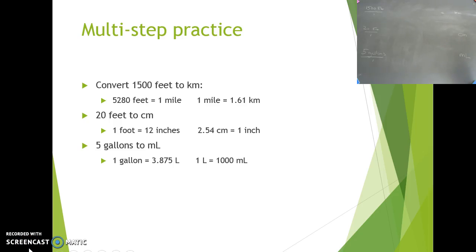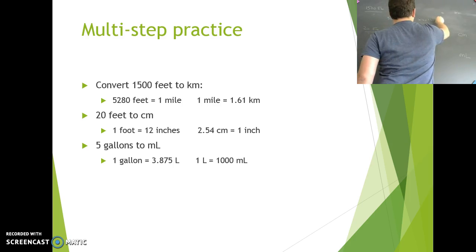Okay, let's take a look at the first sample multi-step practice problem, and then I'll ask you guys to pause, try the next two, and then I'll show solutions on the board. So our first problem here is 1,500 feet to kilometers. We're given the two conversion factors: 5,280 feet equals 1 mile, and 1 mile equals 1.61 kilometers.